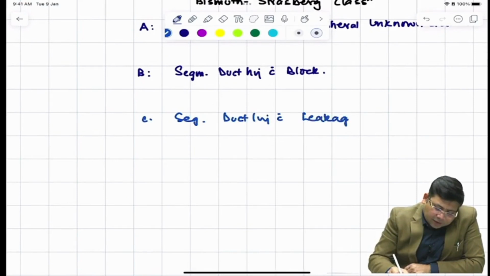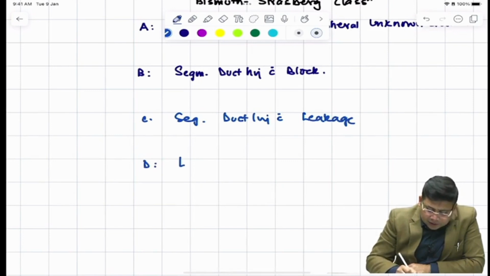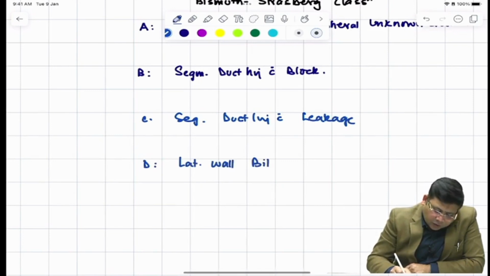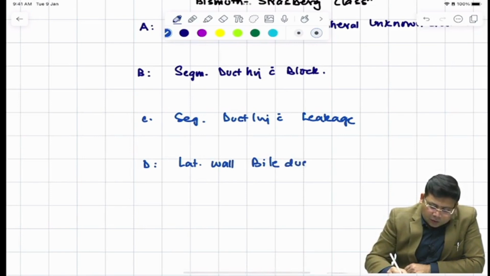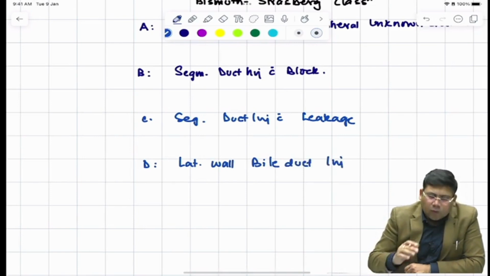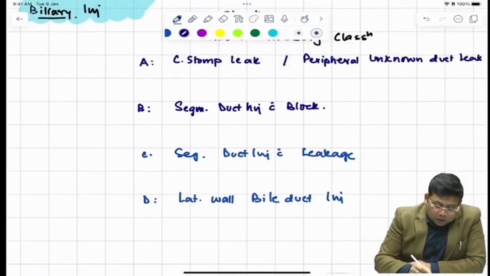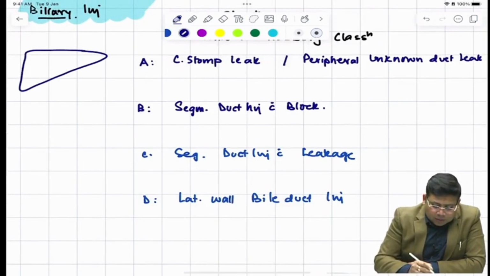Then we have the type D, that is defined as the lateral wall bile duct injury or biliary injury. Lateral wall bile duct injury. Let us try to understand all of them in form of one simple image. So if you see this to be the gallbladder, this to be the liver, this is the right duct, this is the left duct, this is the cystic stump.